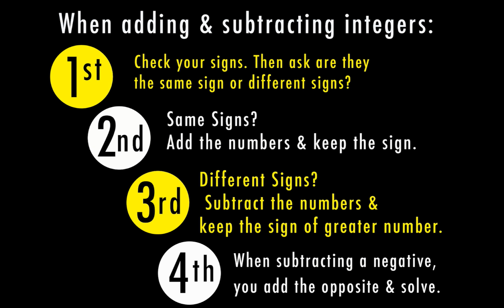And last, if we're subtracting a negative, we have to add the opposite before we can use our sign rules to solve. So on the fourth step, once you change to adding the opposite, you're going to go back up to the first step and then ask yourself if they have the same sign or different signs to solve.